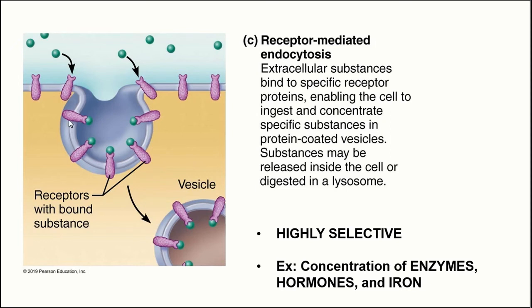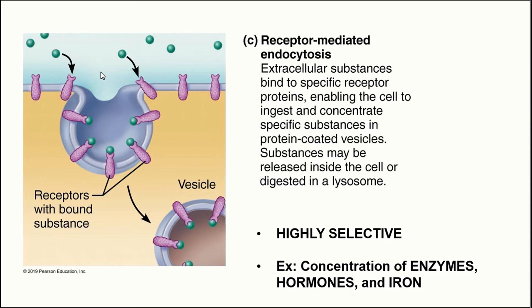Now, this is particularly useful for concentrating materials that are in really small quantities in the extracellular fluid, and so this could be things like enzymes, hormones, low levels of certain micronutrients such as iron. So this is a really helpful mechanism for selectively plucking those materials out of the extracellular fluid, concentrating them in a vesicle, and bringing it into the cell.